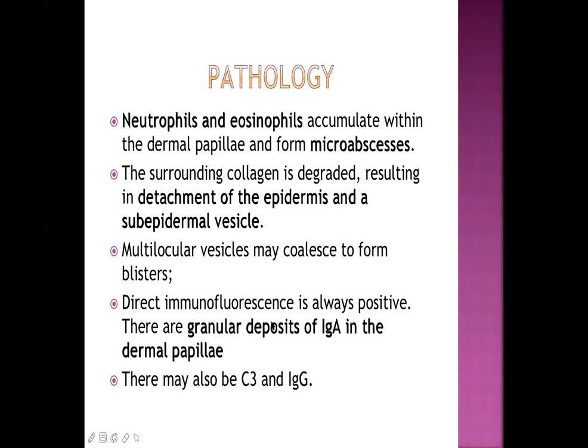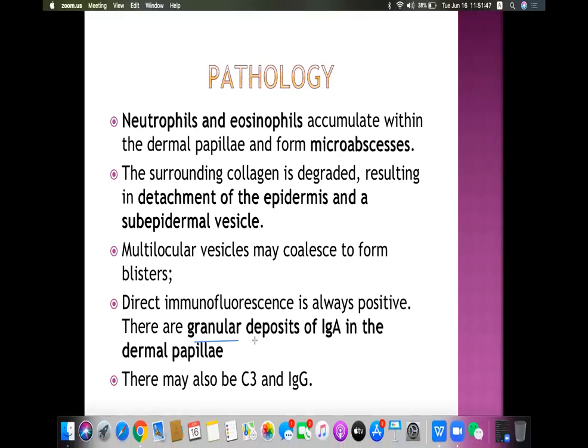If you do an immunofluorescence study, then you can see the deposition of IgA type of antibody on the dermal papilla. Now this will give us the diagnosis. So let me highlight this. There are granular deposits of IgA in the dermal papilla. This is what immunofluorescence microscopy will show us. There may also be C3 and IgG deposition in some areas, but more important is the IgA type of antibody. So this is regarding the pathological aspect of dermatitis herpetiformis.